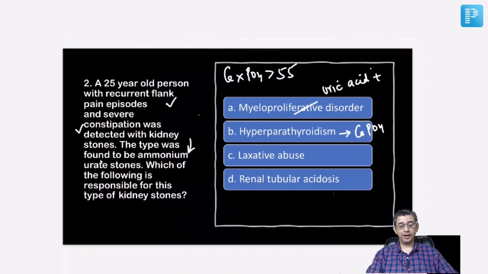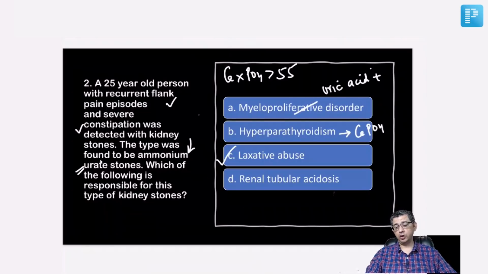So yes, I agree that constipation could be a distractor in this question, and you might start thinking it could be hypercalcemia, because hypercalcemia also has constipation. But in this person, because he has given the composition as ammonium urate, you very well know that ammonium urate stones are the ones which are seen with laxative abuse.